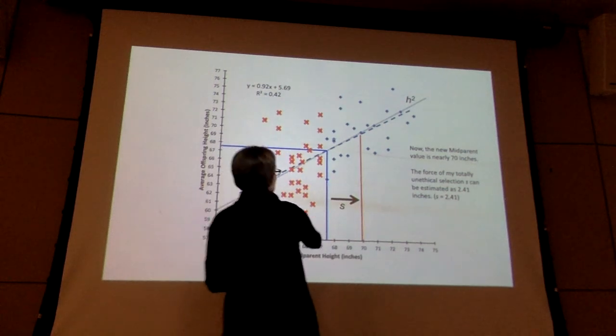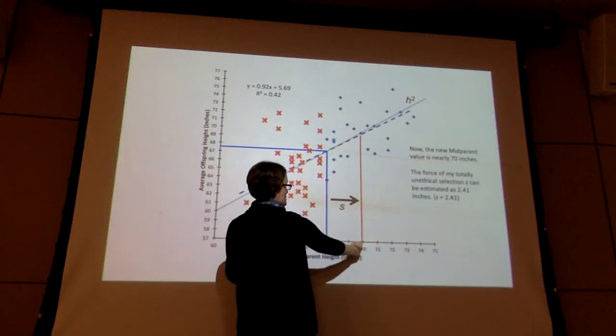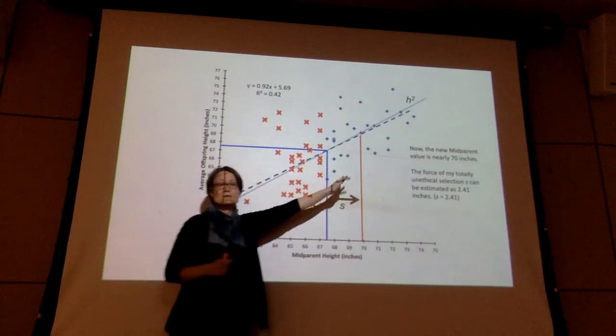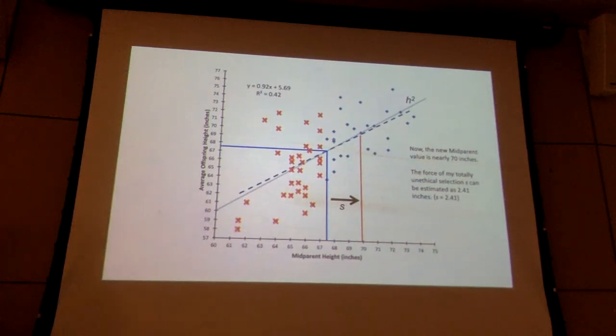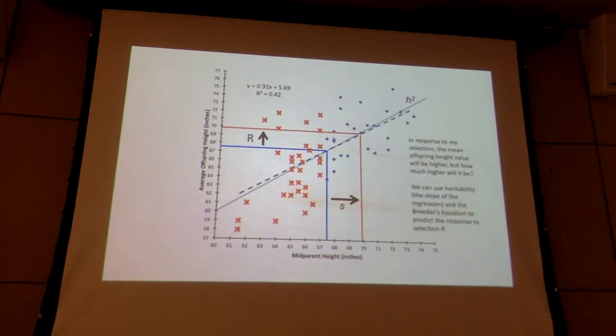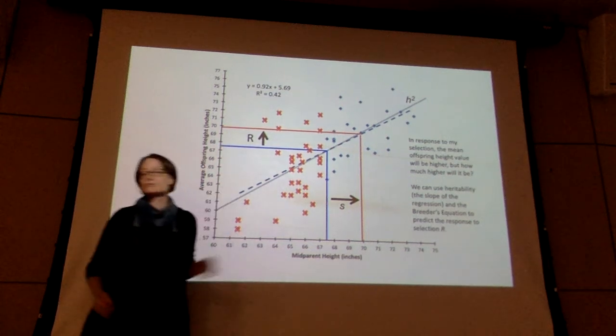And then the selection that I imposed has moved the mean over 2.41 inches. Okay, so that's the force of my selection. I'm going to force the mean to be 2.41 inches taller for the parents. Okay, and then we're going to get some sort of response in mean height from the offspring. So that response is how the mean offspring height has changed, right?